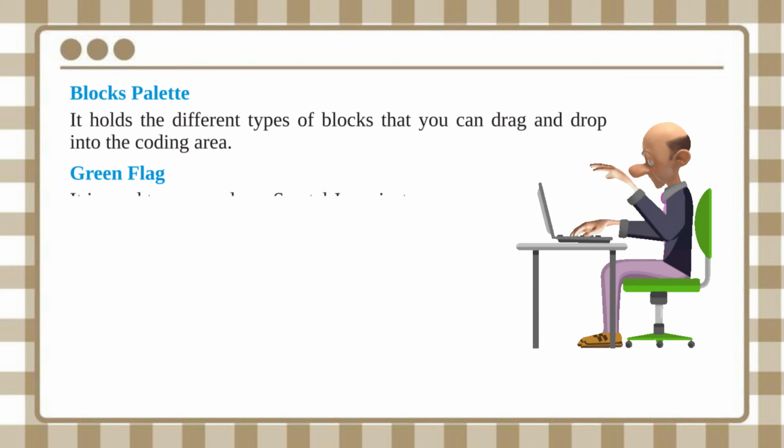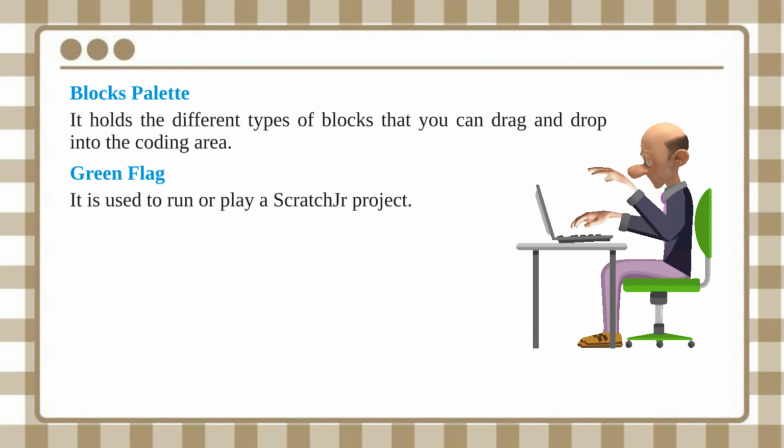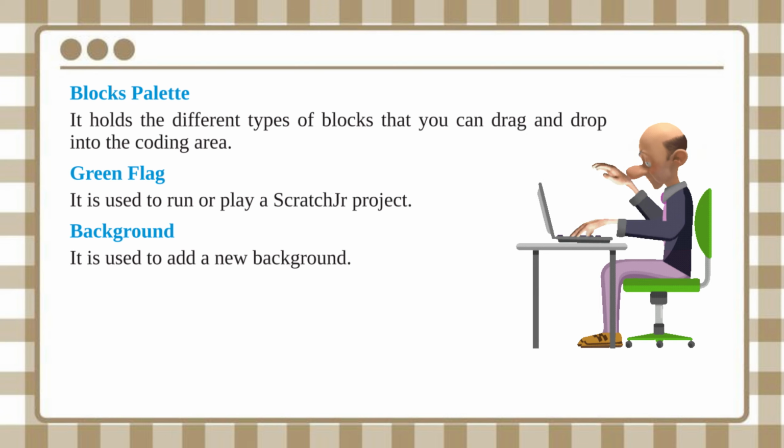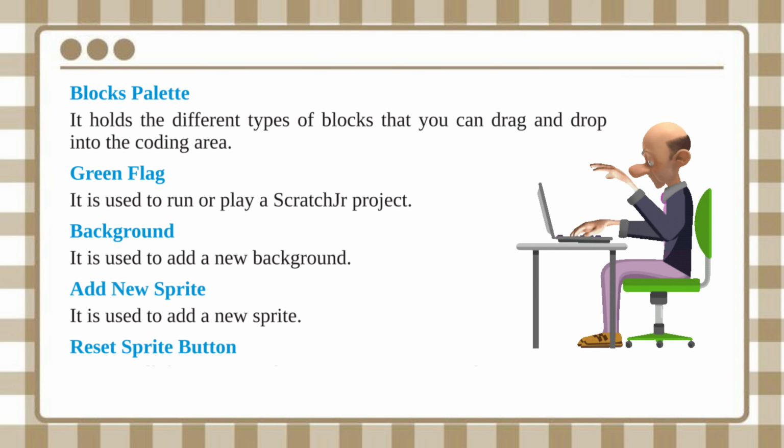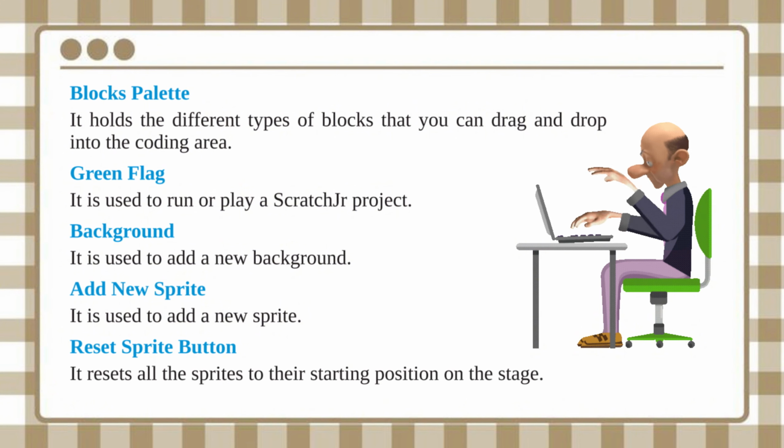Green flag. It is used to run or play a Scratch.jr project. Background. It is used to add a new background. Add new sprite. It is used to add a new sprite. Reset Sprite button. It resets all the sprites to their starting position on the stage.